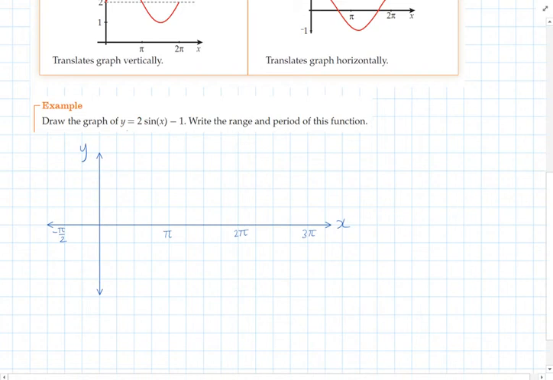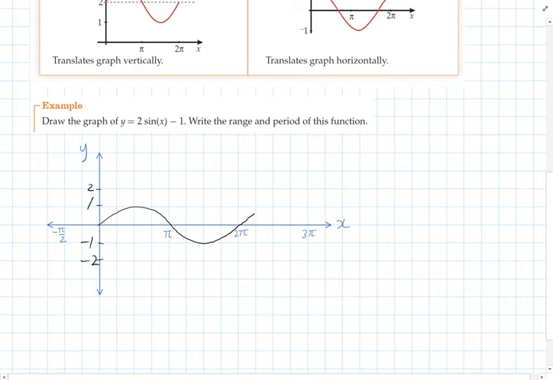So this is asking us to graph y equals 2 sine x minus 1. What I'm going to do to start off with is just sketch in the normal graph of sine. We'll make this 1 and 2, make this -1 and -2, and so the normal graph of sine would look like this. It would just come up to 1 and then come down and back again and cycle through like that.